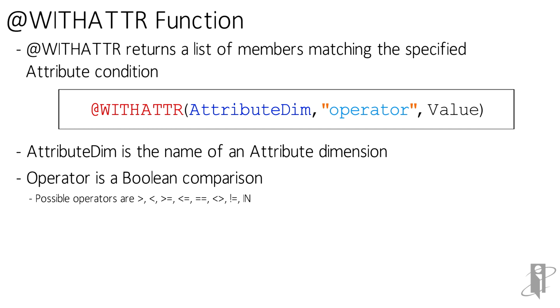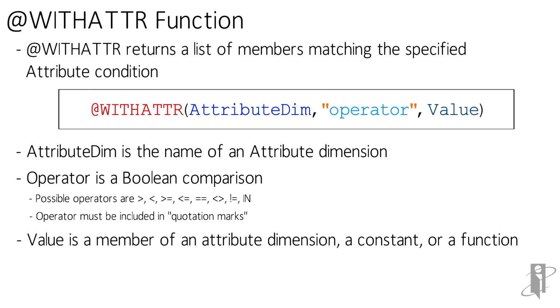IN is a tricky little operator. I'm going to explain that one in a second. For value, it has to be something that makes sense to compare. So say you have an attribute dimension made of numeric values like 12, 16, 20, and 32. Value is probably going to be a number. If the attribute dimension is text, like package type, then the value would be something like bottle or can.